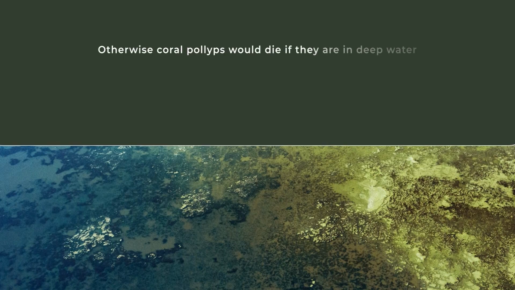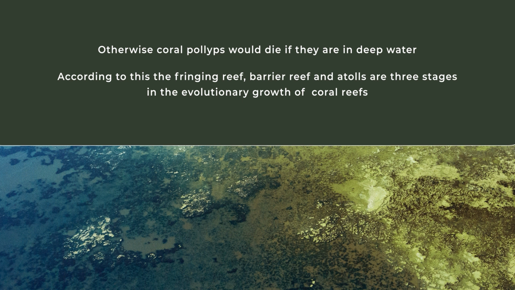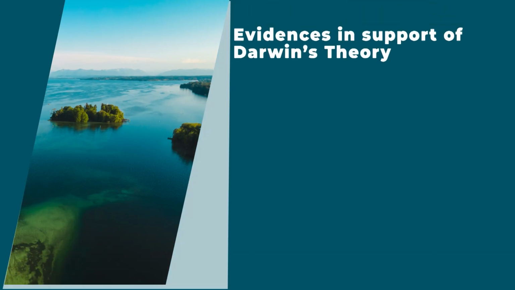But the rate of subsidence was much slower, and the corals were growing at a higher rate towards the surface. Otherwise, coral polyps would die if they were in deep water. So, coral polyps, as we've learned before, would die in deep water and would also die if they are out of water for a long time. According to this, the fringing reef, barrier reef and atolls are the three stages in the evolutionary growth of coral reefs. There are certain evidences in support of Darwin's theory.